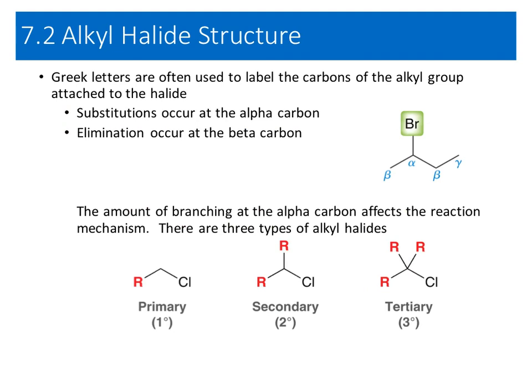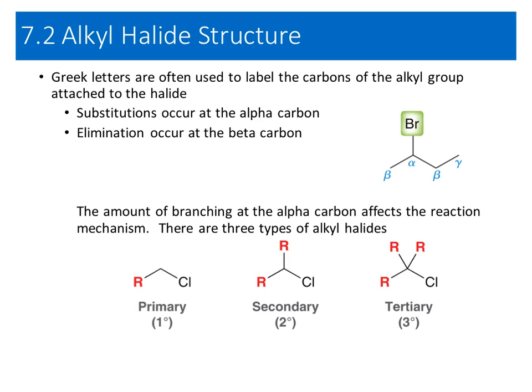In alkyl halides, we have different positions to consider: alpha and beta position. The alpha position, or the alpha carbon, is the carbon that is directly connected to the leaving group. So imagine if bromine is our leaving group, this is going to be our alpha carbon. And substitution reaction is occurring at the alpha position.